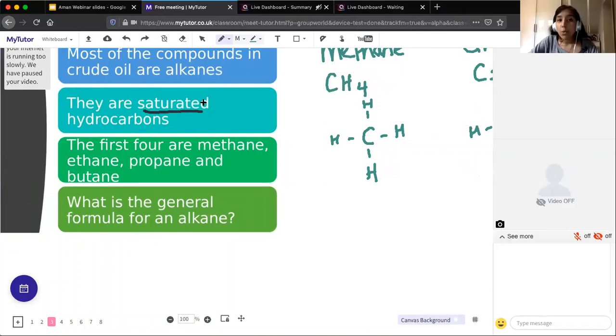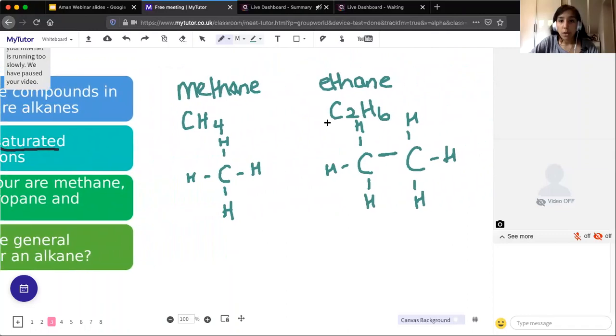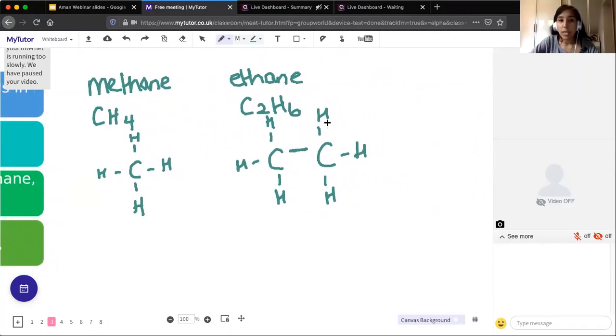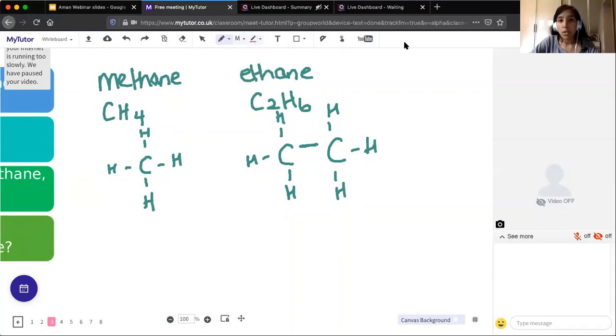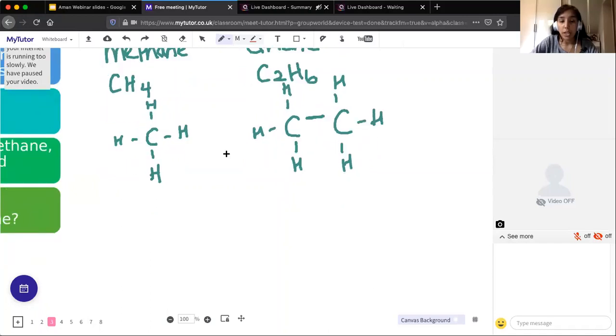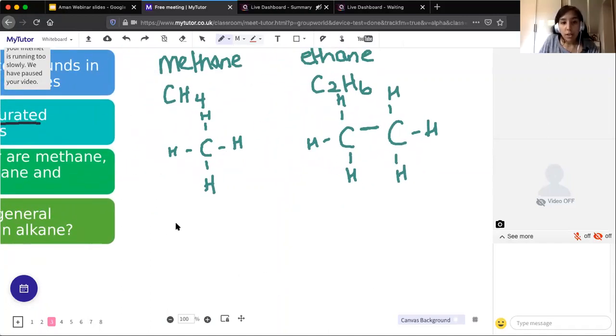So as I said, all the exam boards want you to know the first 4 alkanes. So does anyone know what the third alkane is called? So we've got methane is the first one, ethane is the second one. What's the third one called? Does anyone remember? Good, propane. And what's the chemical formula of propane? Does anyone know the chemical formula of propane? Excellent, C3H8. Good, so it's not C4H8. C4H8 is alkenes. That would be a butene, essentially. It's C3H8.